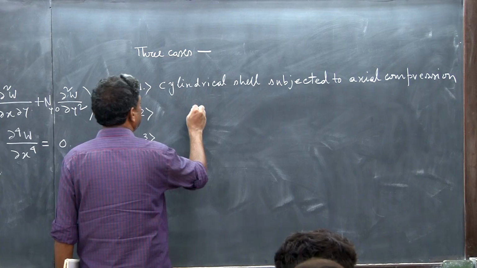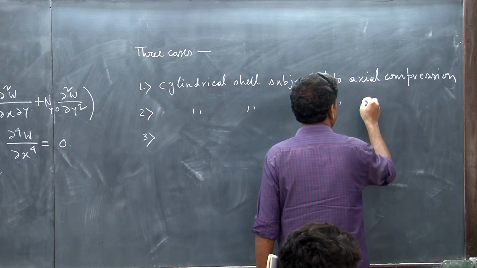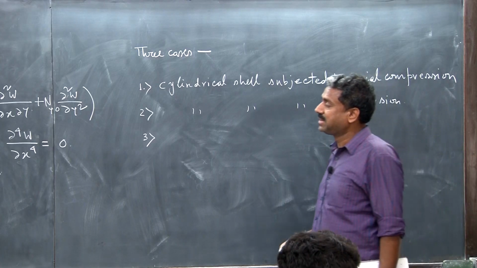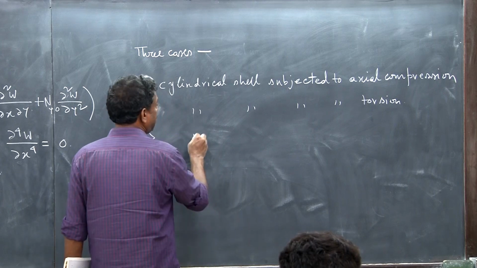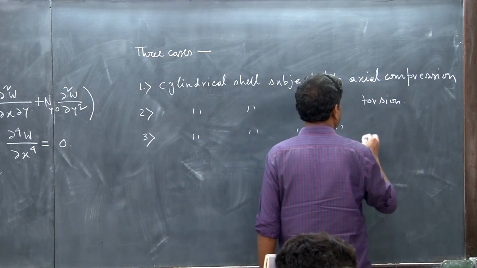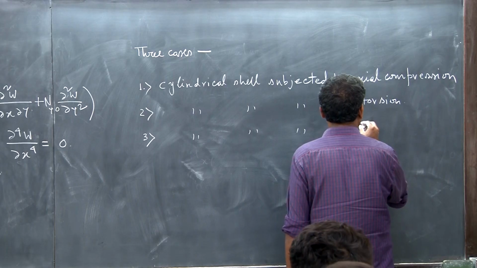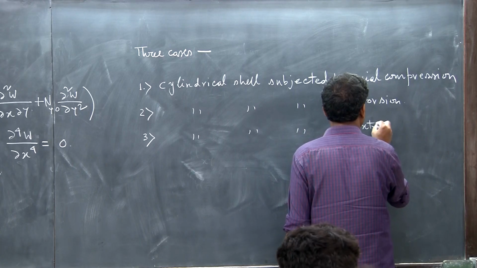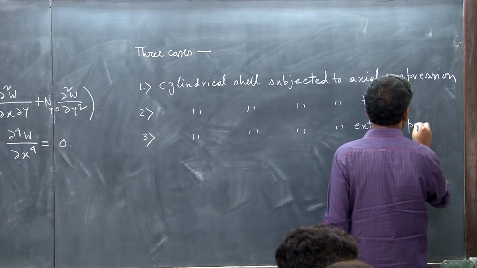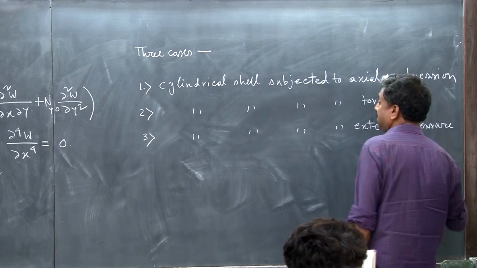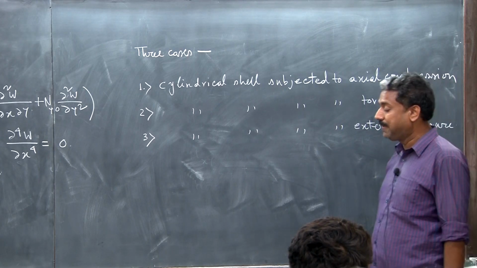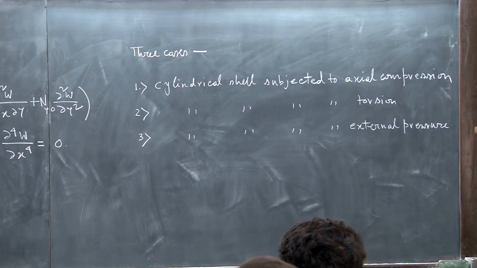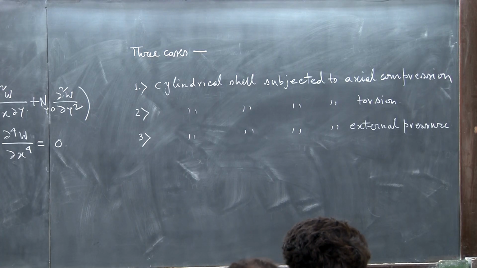Right, a cylindrical cell subjected to torsion can result in torsional buckling. And a cylindrical cell subjected to external pressure, there will be circumferential hoop stresses that develop, and because of that it will also buckle.